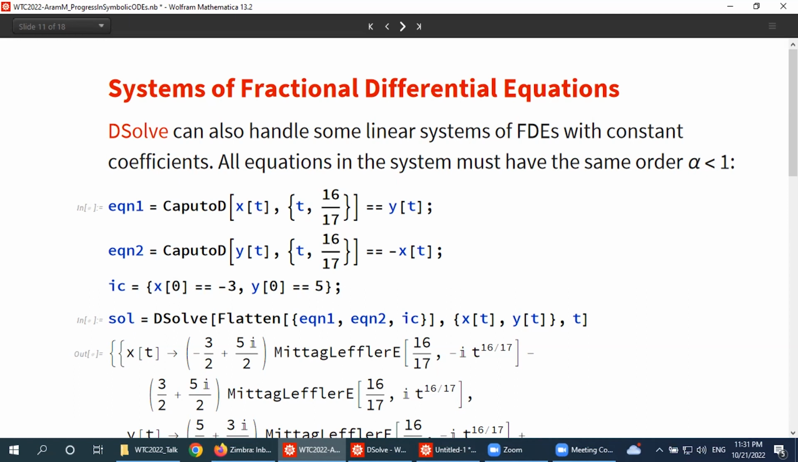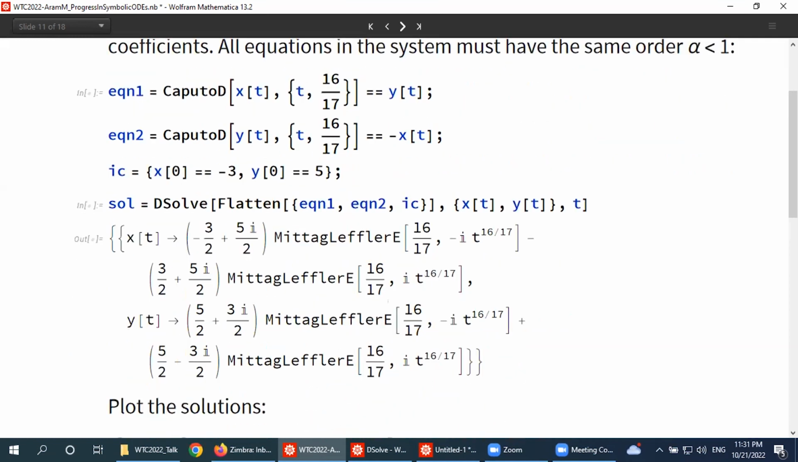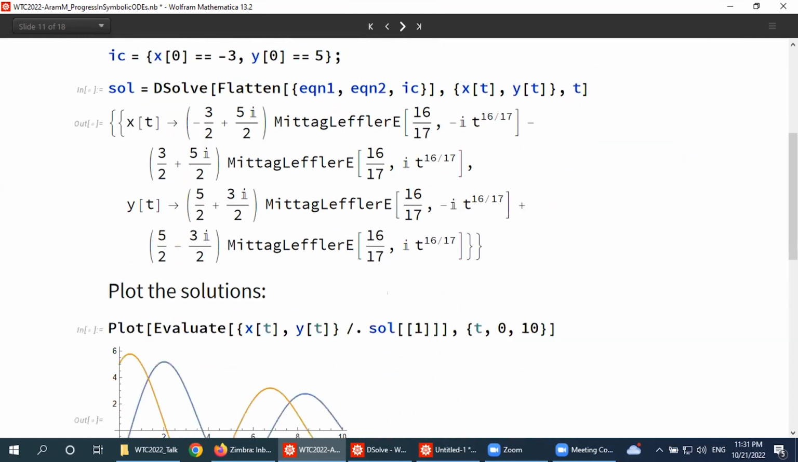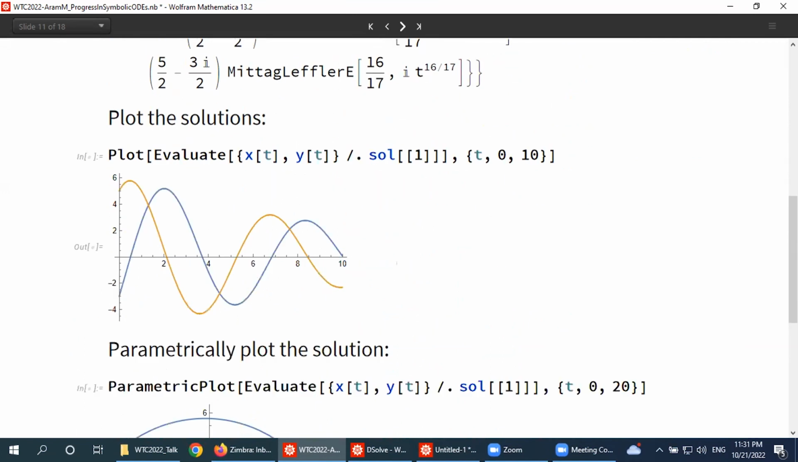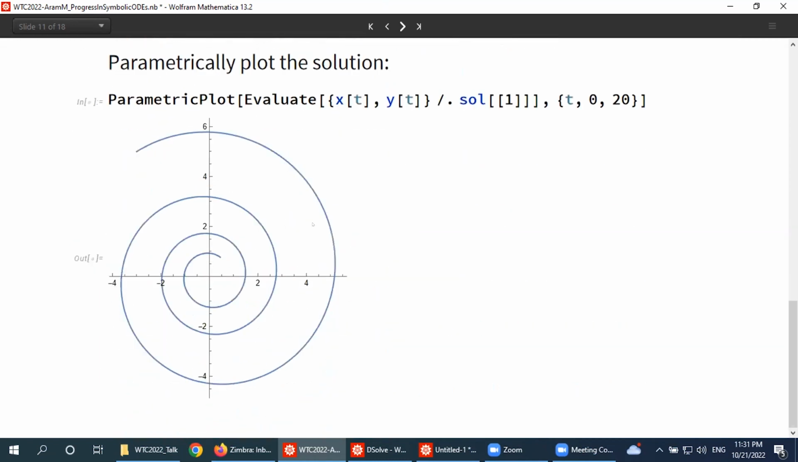And if you put the order equal to 1, this system has a nice solution, x of t equal to cosine t and y of t equal to sine t. But for this fractional order, we will get solution expressed by Mittag-Leffler functions. And we can plot the solution, and you can see that the solution have some similarities with cosine and sine functions. Of course, now the solutions are non-periodic, but still oscillatory. And the parametric plot of the solutions will be a spiral, as presented here.